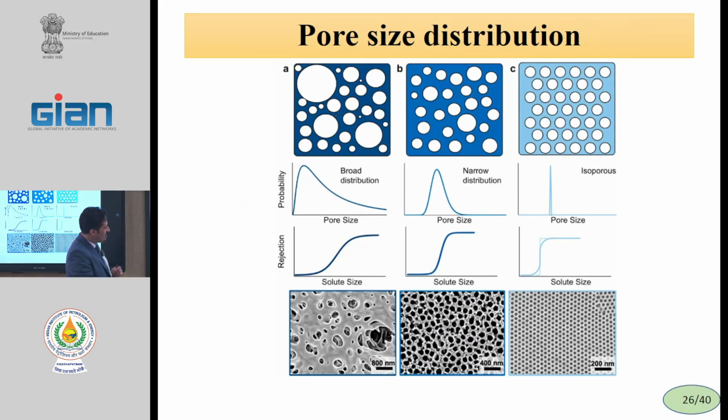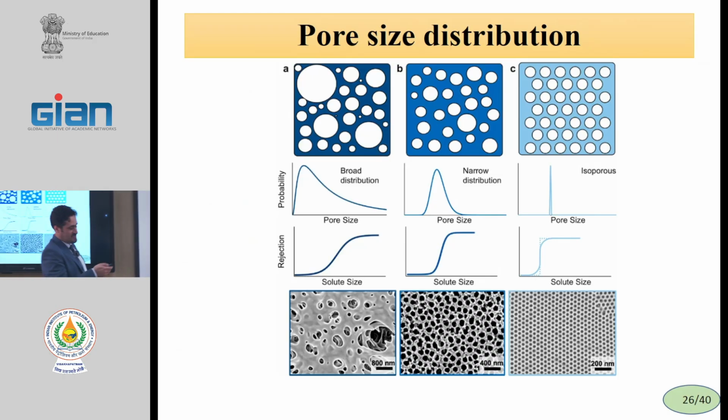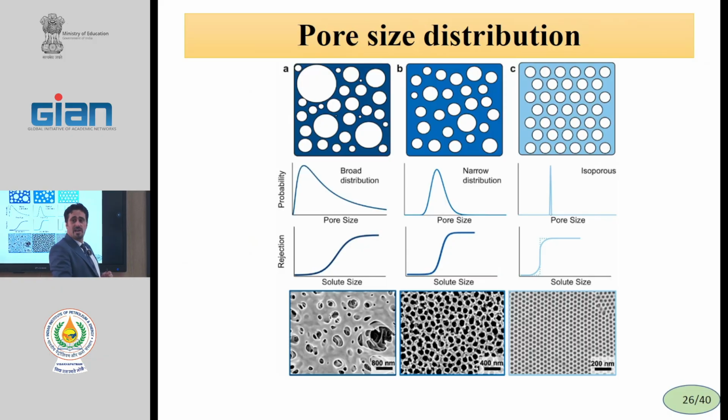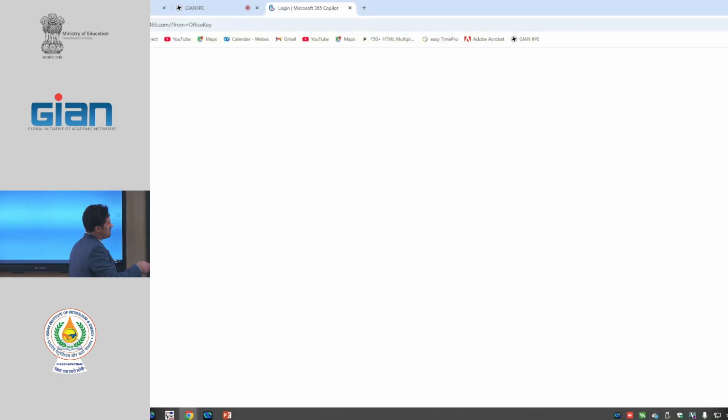If we fabricate this membrane, we can publish in journals with impact factor 30, because it is very important that we have a unique pore size, that is, isoporous. But if we can prepare a narrow pore size distribution membrane, it is also good. But usually, we prepare membranes that have very big pores and very small pores.